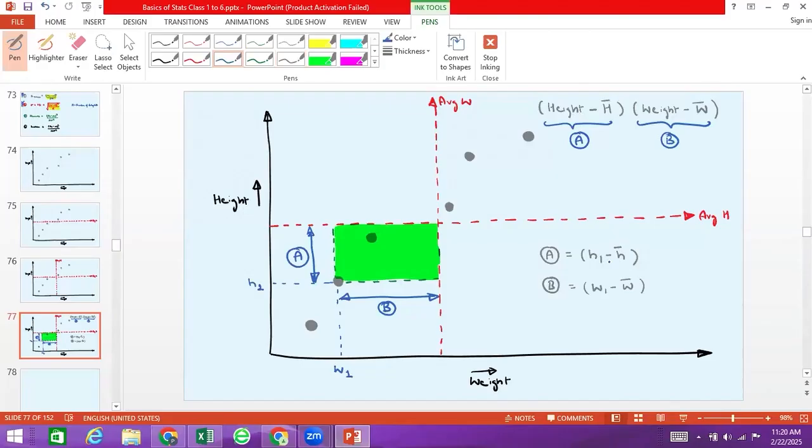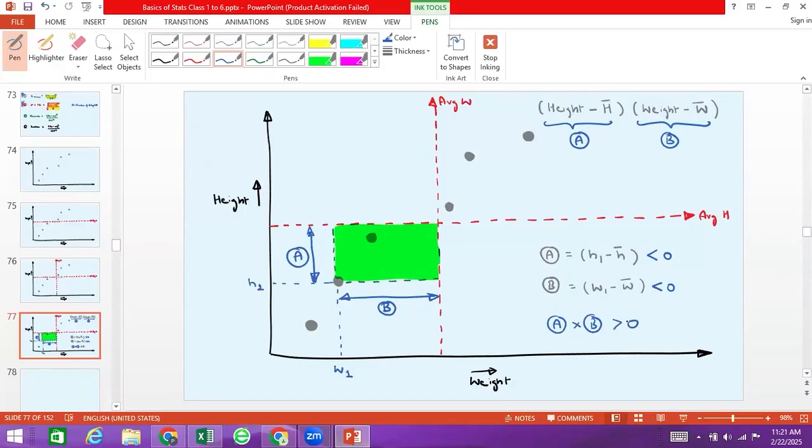Now tell me whether this H1 minus H bar is a positive number or a negative number. Negative. Why? It's smaller than the average. Right, because H1 is smaller than the average. So this one will be a negative number, less than 0. What about this one? Will it be negative or positive? This is also negative. So if I ask you what will be A into B, that is this area, will it be positive or negative? Positive. This area will be positive.